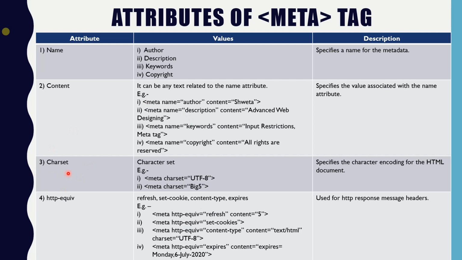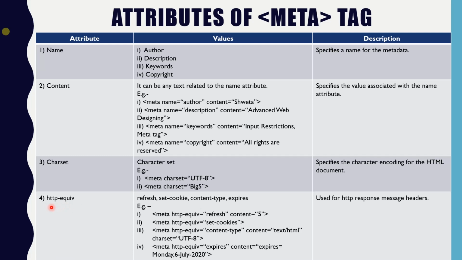Now next one is charset. Now what does this charset say? It is a character set. It specifies a character encoding for the HTML document. So what type of character encoding we are using is specified using this charset. Okay, so here the charset is UTF-8. By default, we always use UTF-8 only. This is for Indian characters for encoding your HTML document. And this Big5 is for Chinese characters. So which is our default charset? It is UTF-8.